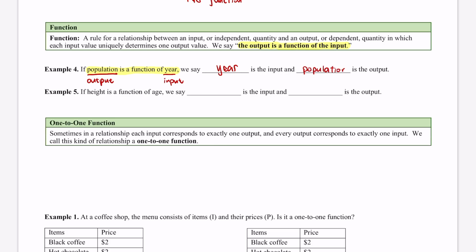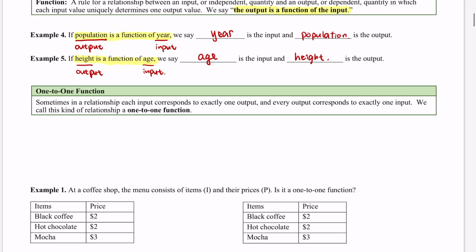Later, when we are dealing with other chapters, you can use this technique to see which one is the input, which one is the output. You can try example 5. We say height is a function of age, so height must be output and age must be input. So input is the age and the output is the height. And that's everything about the function.